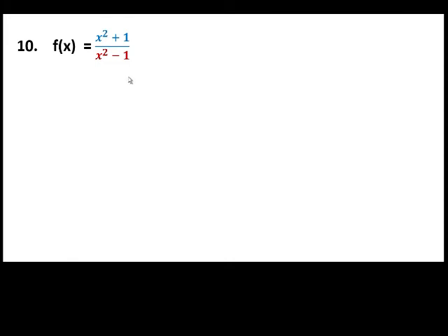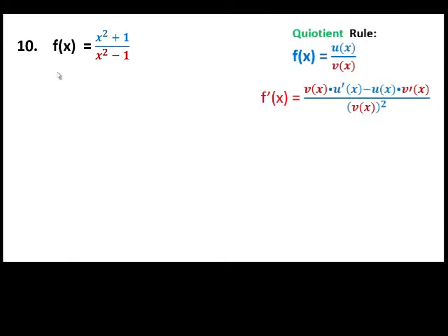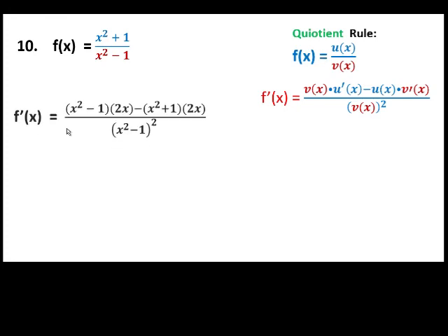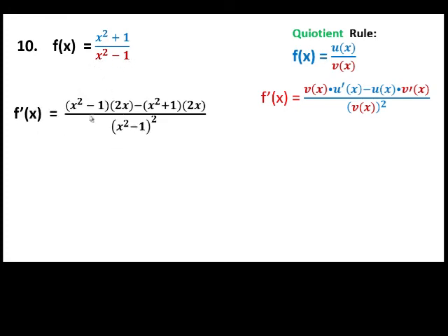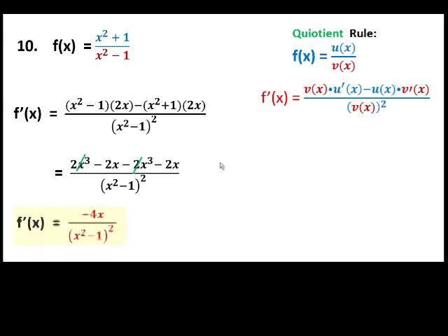Next, quotient again. So follow the quotient rule. The derivative of f of x, or f prime of x, is equal to the denominator times the derivative of the numerator, which is 2x, minus the numerator times the derivative of the denominator. Its derivative is 2x also. Distribute 2x in each of the terms. Cancel out opposite signs and combine similar terms. So this is the derivative f prime of x equals negative 4x over the square of the denominator x squared minus 1.